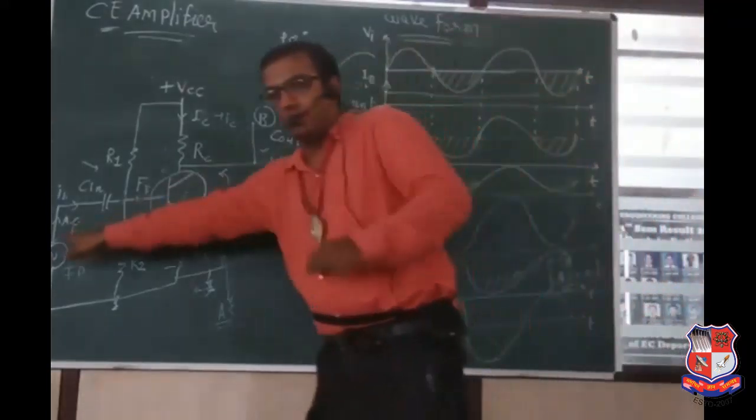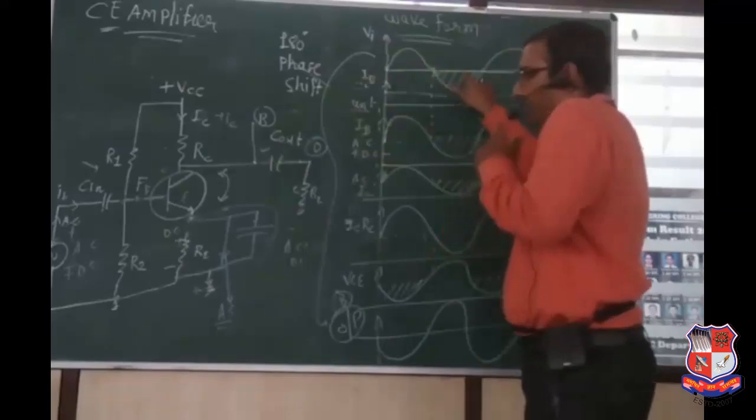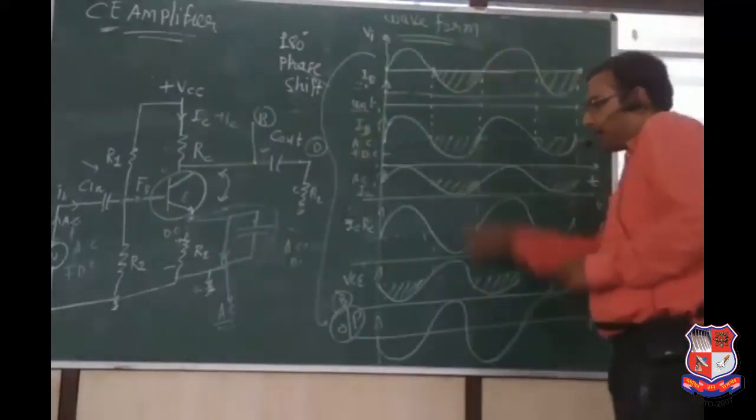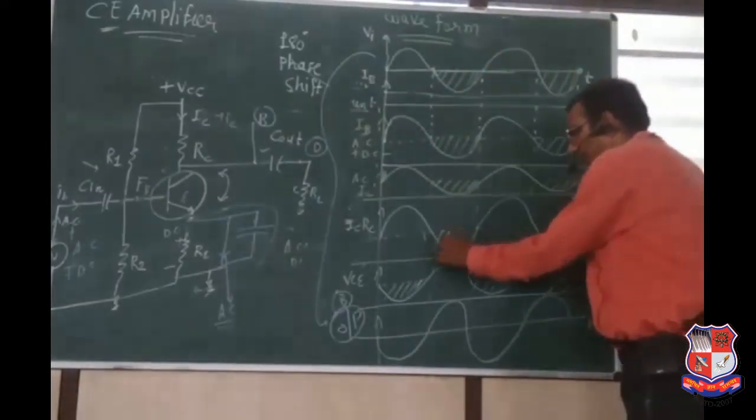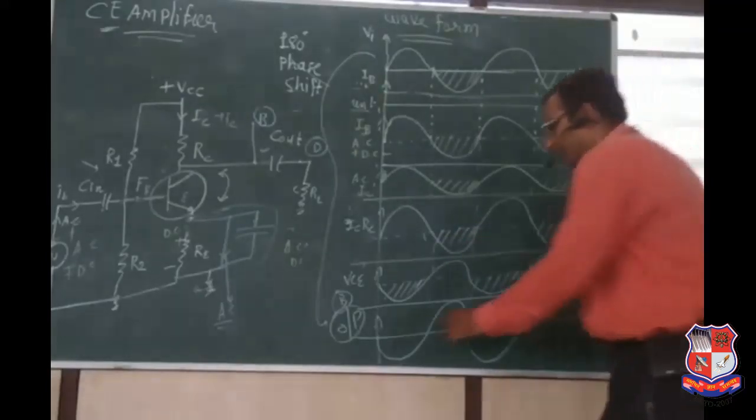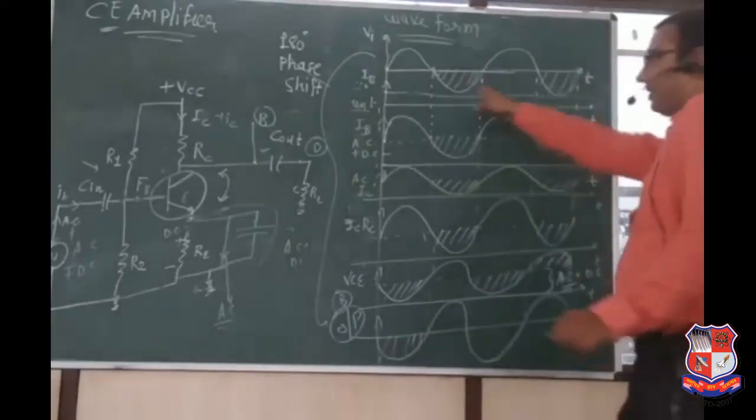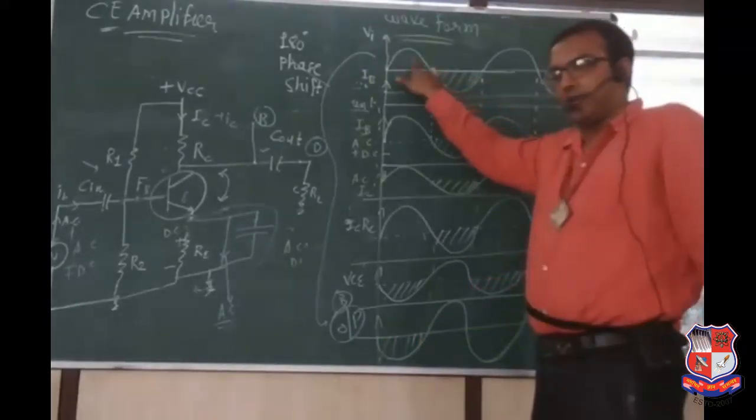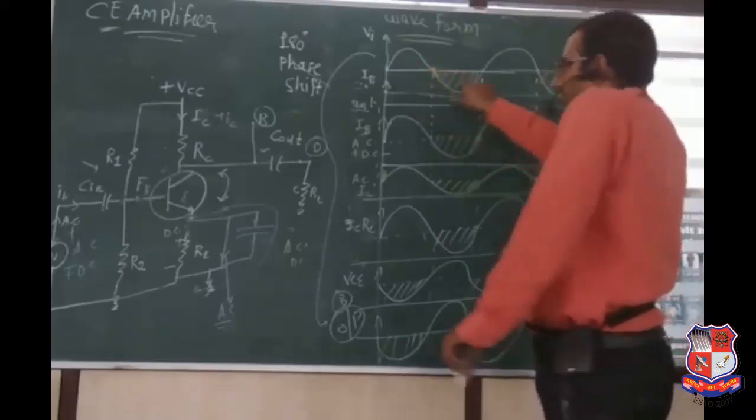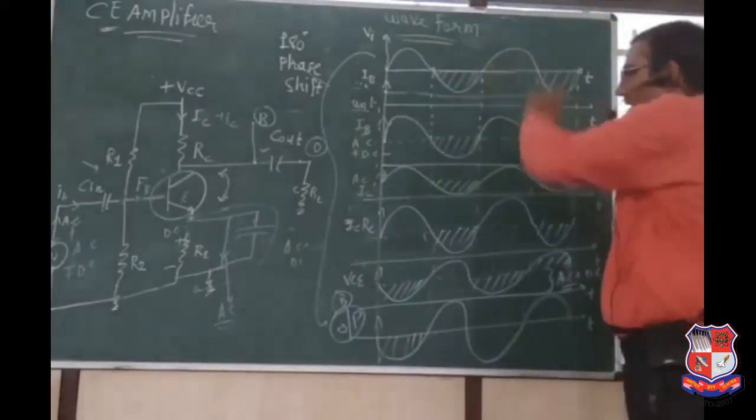See this input signal. Input signal contains two cycles, positive cycle and negative cycle. In my entire waveform, the negative cycle can be represented in terms of a line. Remember that point, the negative cycle can be represented in terms of a line, and the positive cycle in terms of blank space. So positive, negative. This is the negative input cycle.